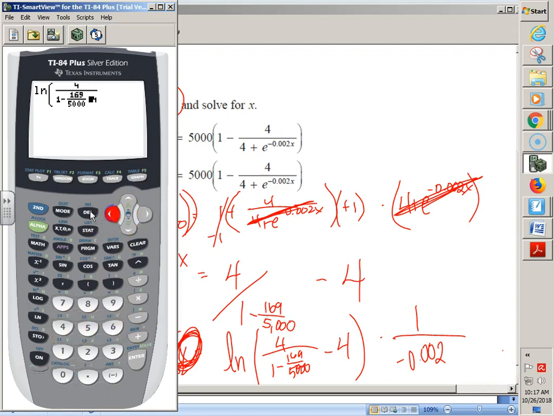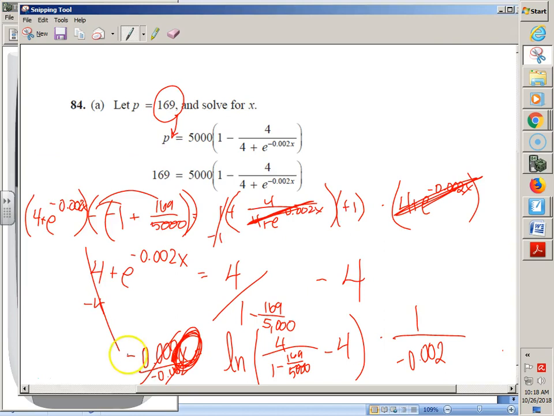Oops, nope, I don't want him there, do I? Don't I need him outside a big ol' -4? Okay. And then can't I have that now by another fraction of 1 over -0.002? Dun dun dun dun. 983. Uh-oh.